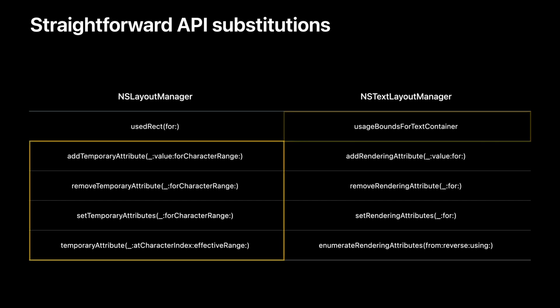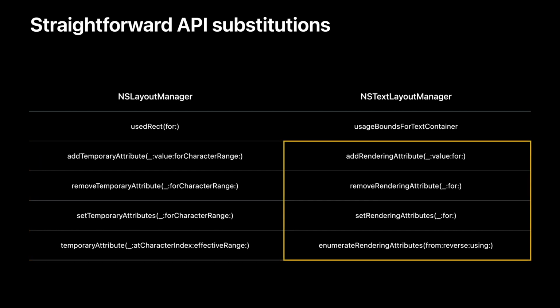In TextKit 1, we use the name temporary attributes for attributes that affected only the rendering and not the layout. In TextKit 2, we more accurately call those rendering attributes.